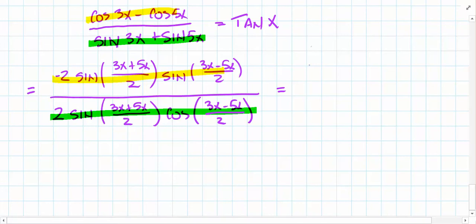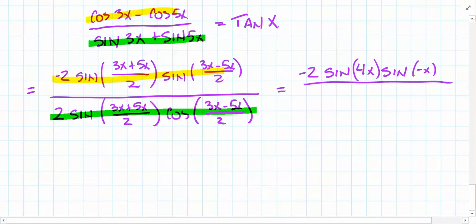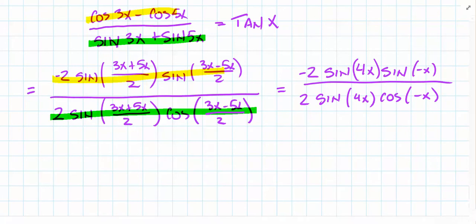So let's simplify what we have here. I have a negative 2. Then I'm going to have the sine of 3x plus 5x, which is 8x, divided by 2 is 4x. And then I'm going to have the sine of 3x minus 5x, negative 2x divided by 2, negative x, right? I want you to realize that these go together, so I'll put a little parentheses around it. On the bottom I have 2 times the sine of 4x, and then a cosine of negative x once we simplify that, because 3 minus 5 is negative 2, divided by 2, negative x.